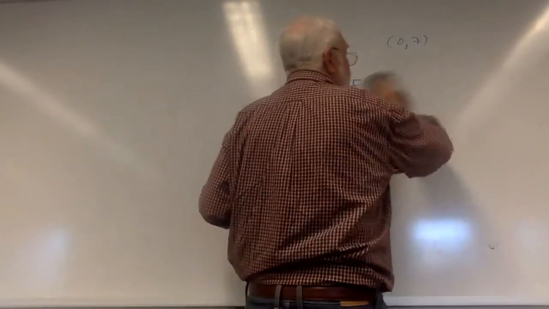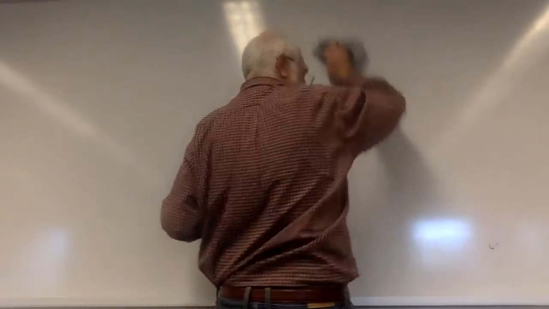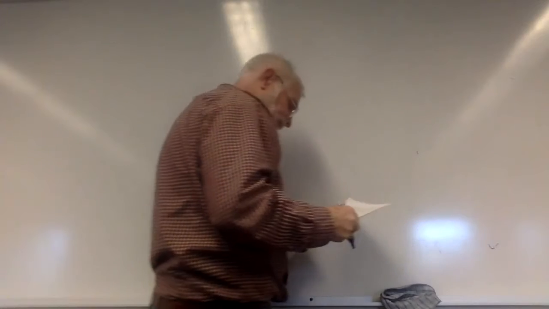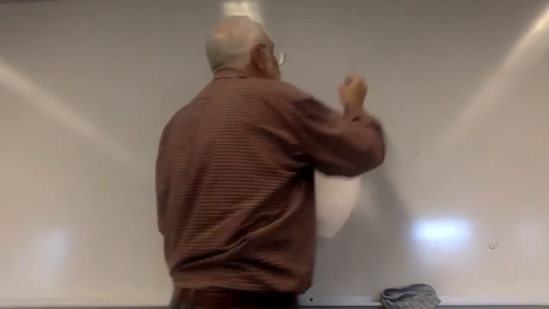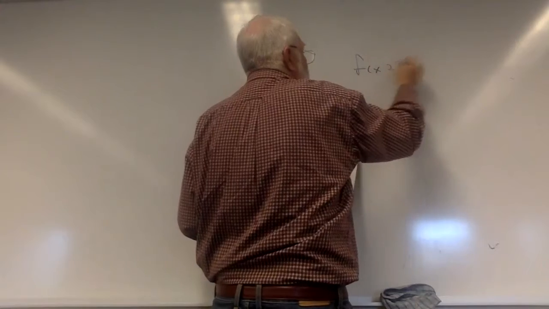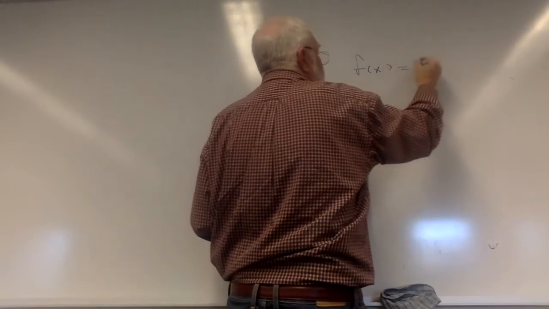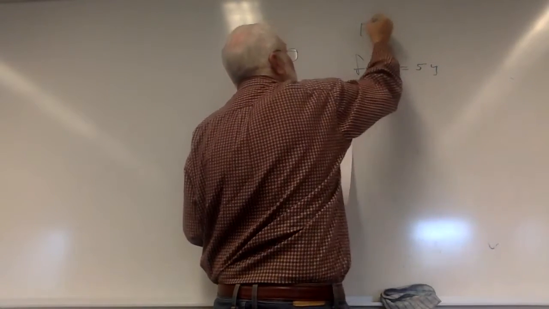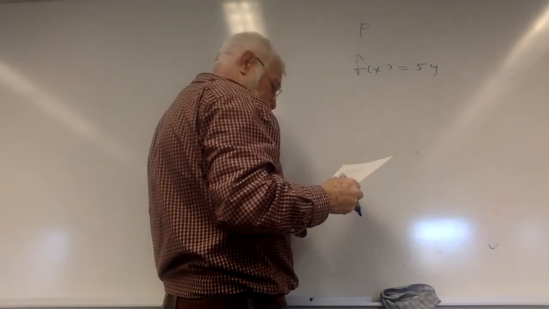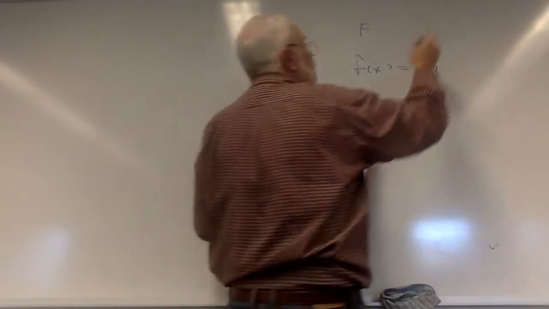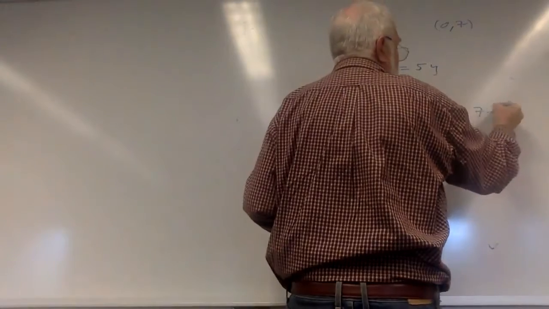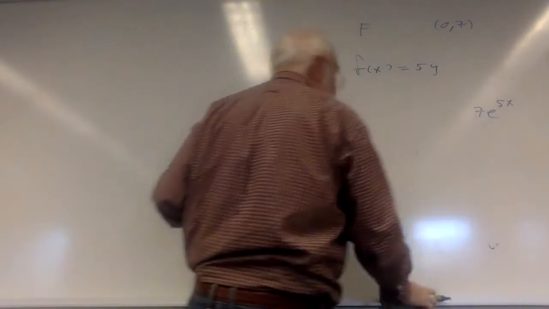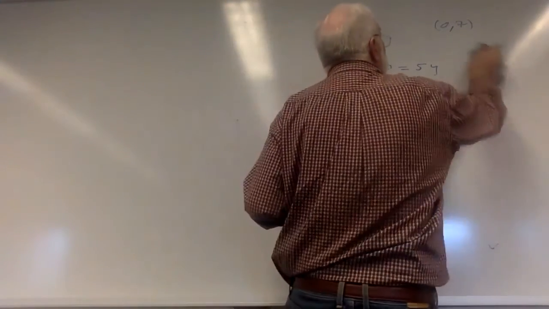Little tougher one. Some students did this one the last day of classes before the break. This was one that I gave as a challenge. So f of x equals 5y, and we're after big F again. The information that we have is (0, 7). After a while, you can just answer these: 7e to the 5x. Now, where the heck did I get that? All right, let's go do it.